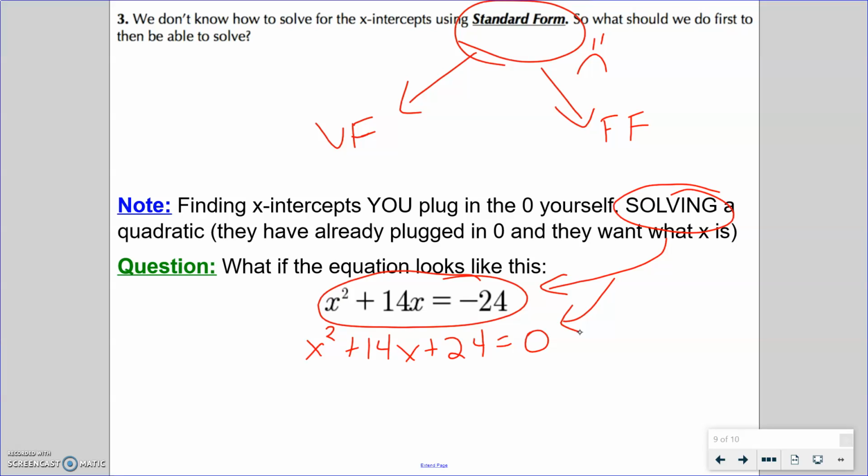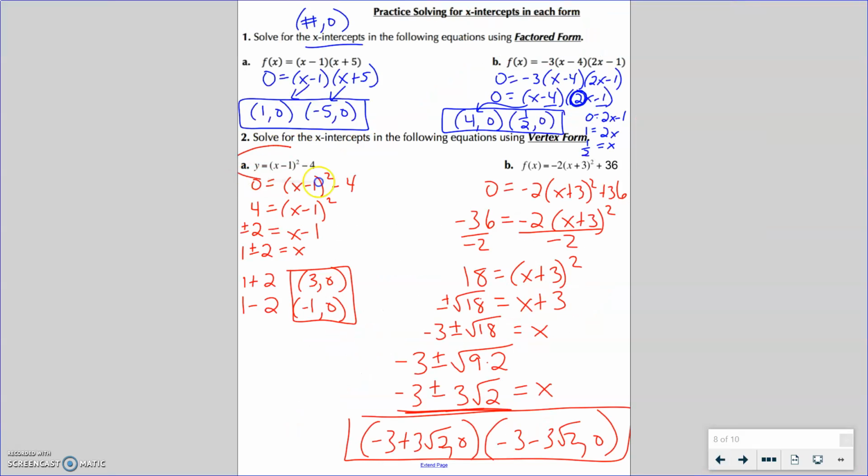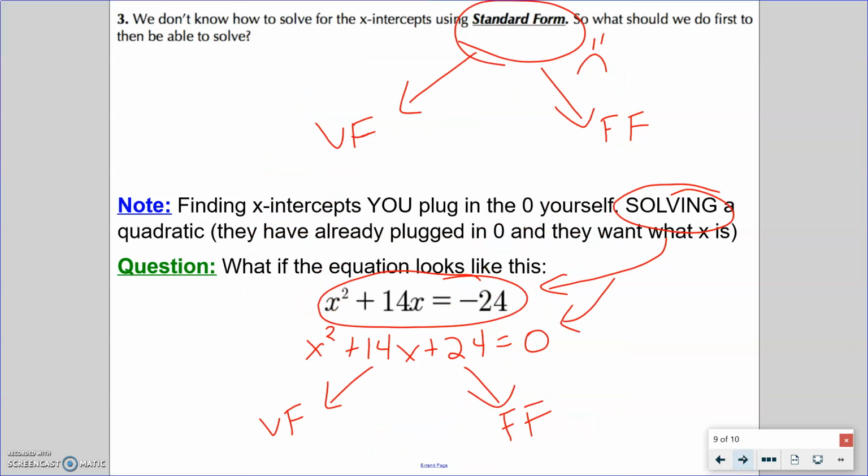Like the process is exactly the same, but if I say solve a quadratic, you don't have to worry about plugging in 0. You just use the same techniques. So here I would either complete the square and change it into vertex form and solve it, or I'd try to factor it. Okay, so there's a lot of different options there. So the difference is if I ask you to find x-intercepts, you have an equation like these guys where you have to plug in the 0 yourself. If I'm saying solve the equation or solve the quadratic, it'll look more like this, where the 0 just kind of magically appears once you move everything to the left side of the equation.